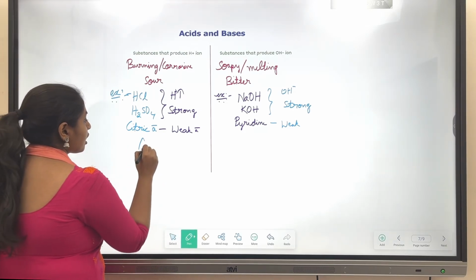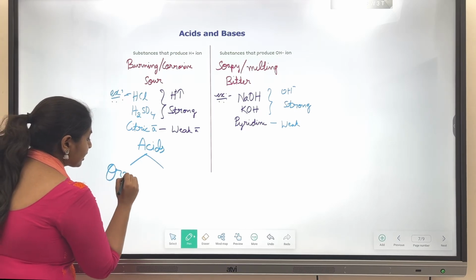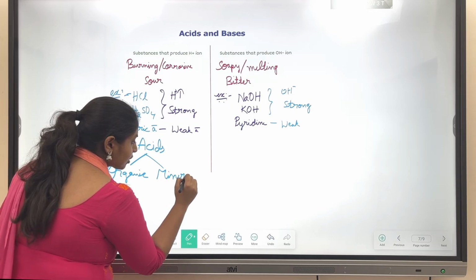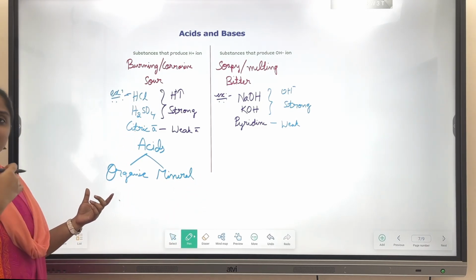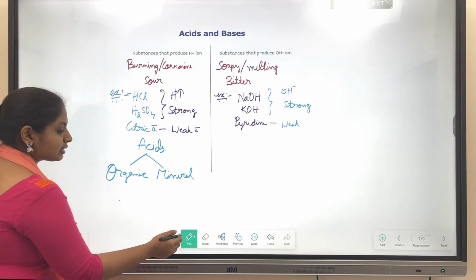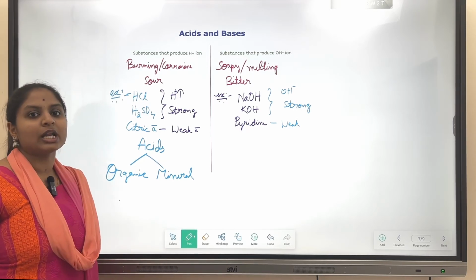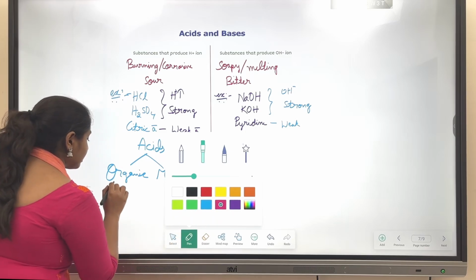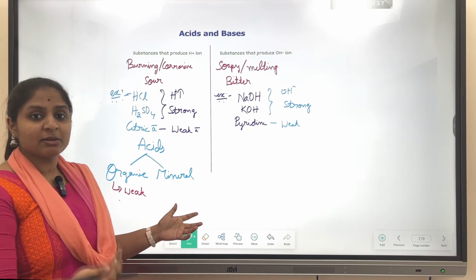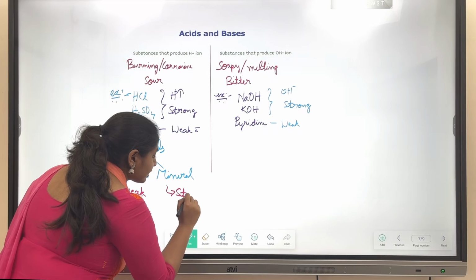So based on how they are present, we can classify them into organic and mineral. Organic ones are the ones that are naturally present, and mineral ones are the ones that we manufacture. Citric acid is an organic acid. Almost all organic acids are very weak in nature. They are weak acids. Mineral acids we manufacture, like HCl and H2SO4, are very strong acids.